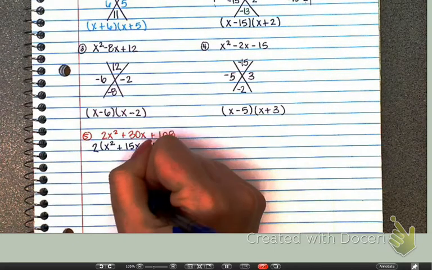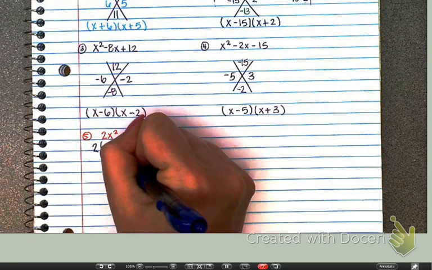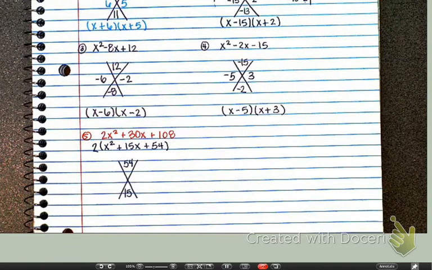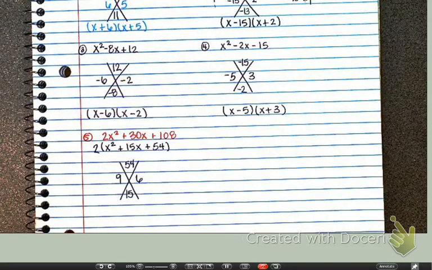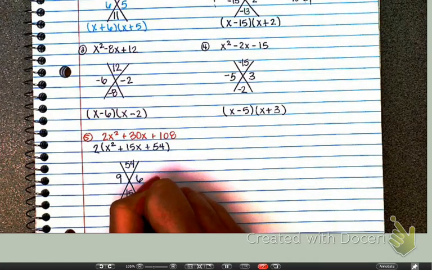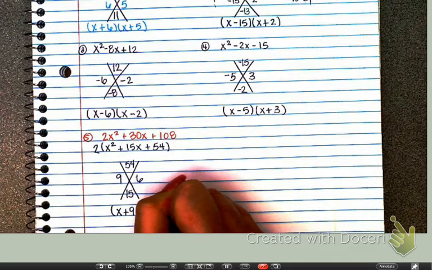Okay, so I'm looking for two numbers that multiply to 54 and add to 15. So let's start. What are two numbers that multiply to 54? 6 and 9. Is 9 plus 6 15? Well, yeah. So 6 times 9 is 54. 9 plus 6 is 15. So in factored form, it's x plus 9 times x plus 6.